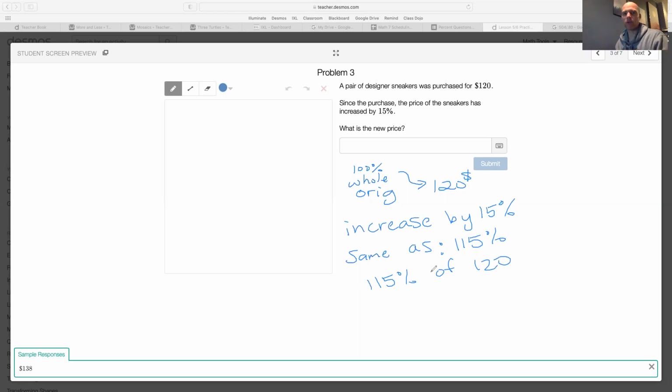Well, I'm going to convert that 115% to a decimal, right, by moving that decimal point 2 spaces over. So 115% is the same as 1.15. And then wherever I see of when I'm doing math, I just think of that as multiply, right? 115% of 120, that's 1.15 times 120. So I'm going to put a multiplication dot there. And that's how I'm going to get my answer. 1.15 times kind of looks like a plus. I got to make that more of a dot. So 1.15 times 120.